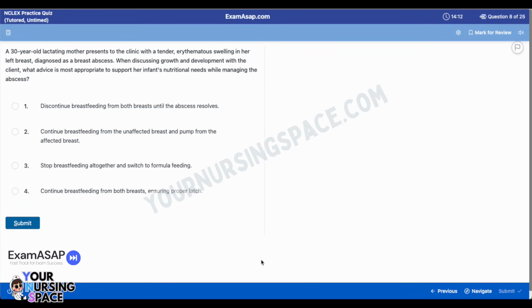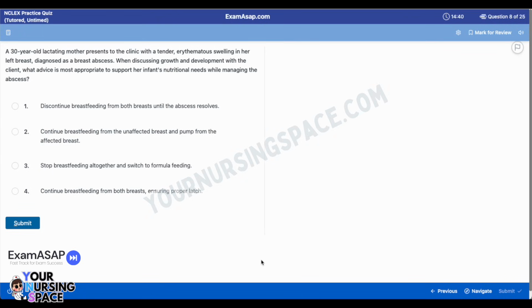Here are the options. Option 1. Discontinue breastfeeding from both breasts until the abscess resolves. Option 2. Continue breastfeeding from the unaffected breast and pump from the affected breast. Option 3. Stop breastfeeding altogether and switch to formula feeding. Option 4. Continue breastfeeding from both breasts, ensuring proper latch.